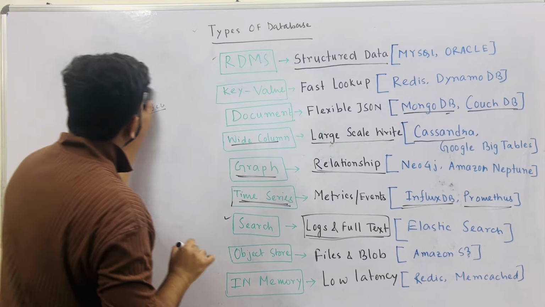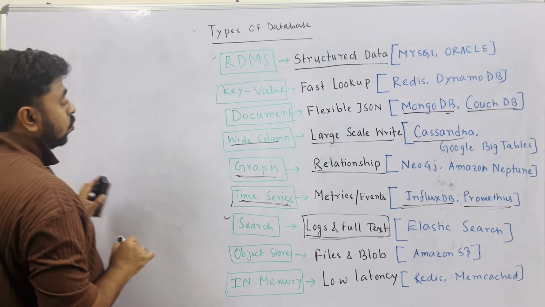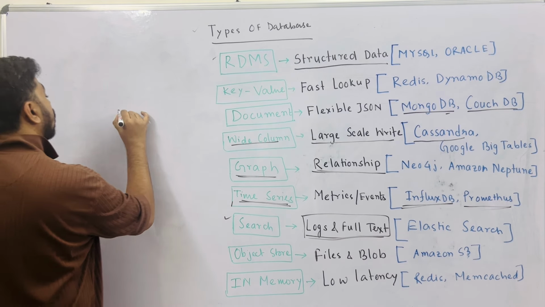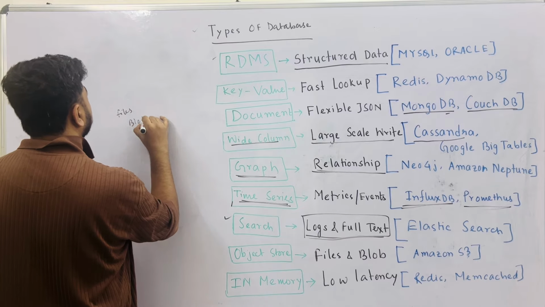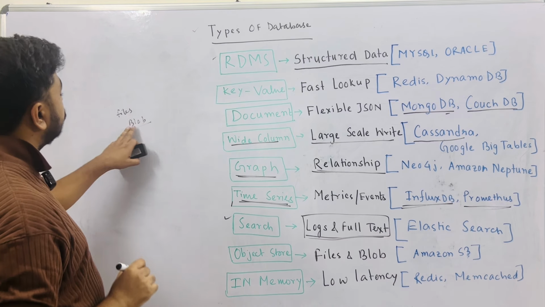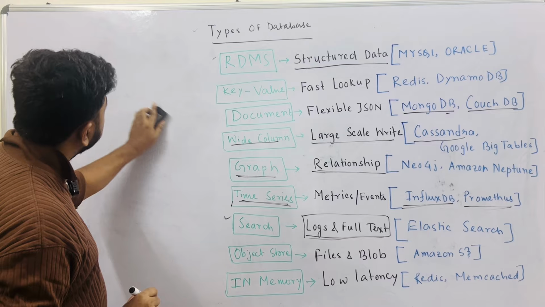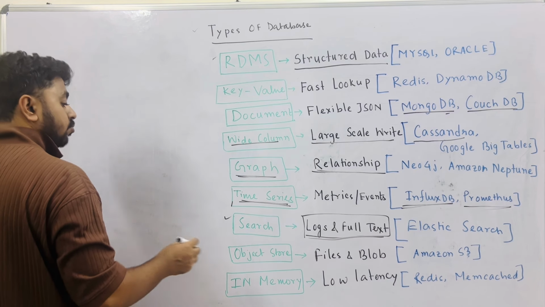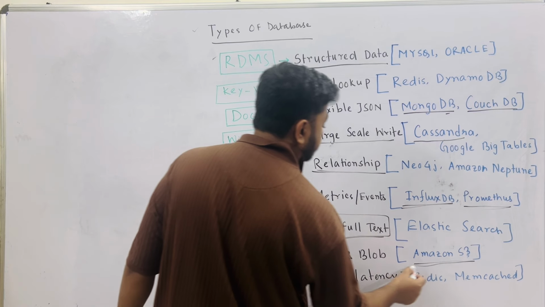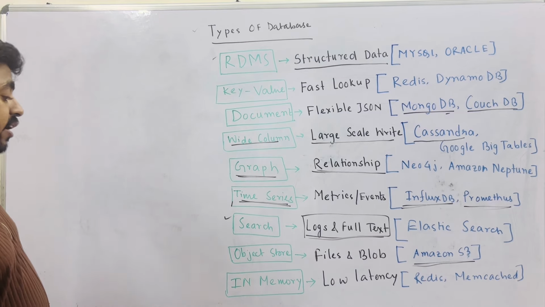So the object storage database is used when you have to store any files or any blob. Blob means binary large object. So this is where media, photos and all are stored. The most commonly used is Amazon S3. We have Azure Blob Storage also that you can use.